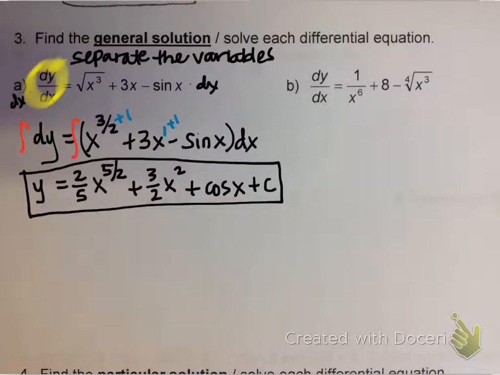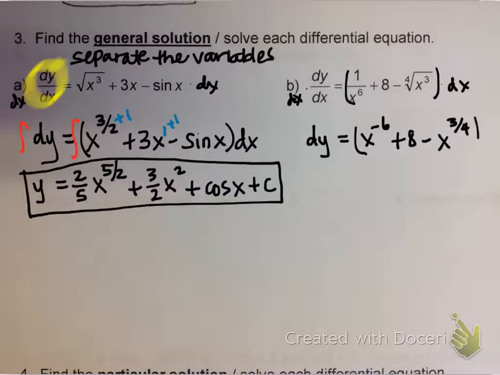So let's do another one. I'm just going to start this one off for you and let you finish it. So the first thing I have to do is multiply both sides by dx to get the variables apart from each other, to separate those variables. Okay. I would probably rewrite some of this, so when I do my dy equals, I'm probably going to write that as x to the negative 6 plus 8 minus x to the 3/4, all of that, dx. And now at this point, I can go ahead and take my integral of both sides and go from there. So you go ahead and do that.